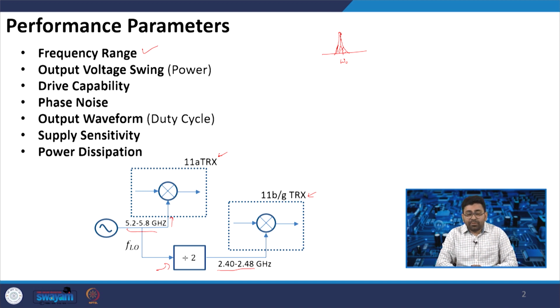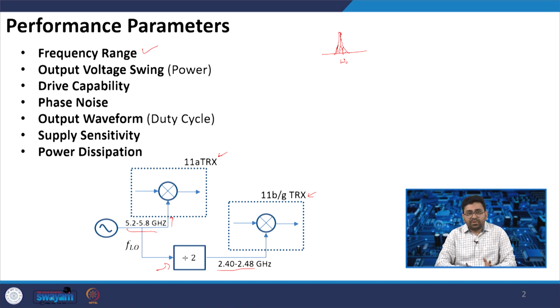Then the output waveform. We have already discussed different types of duty cycle requirement for mixer design. So, duty cycle is also important. If the requirement is a 50% duty cycle, it should have 50 percent, so that the divider and other circuits will provide sufficient duty cycle.